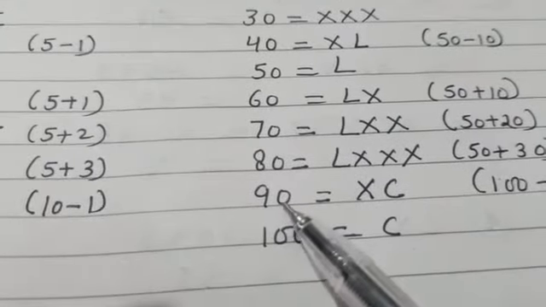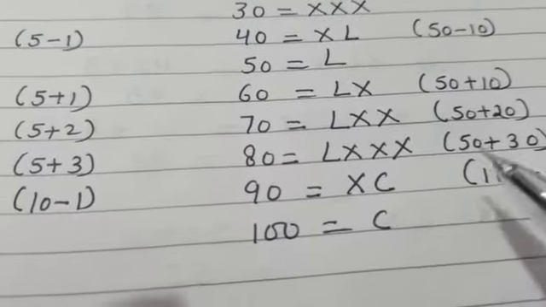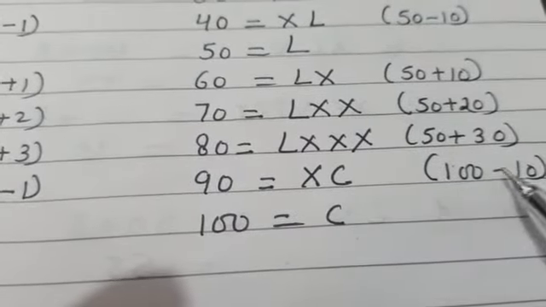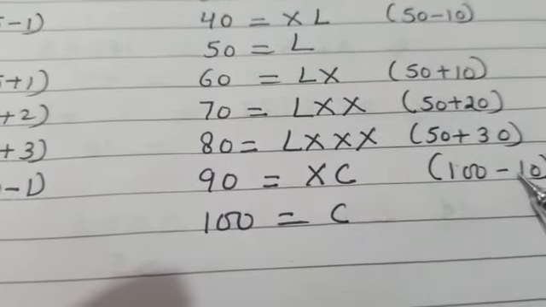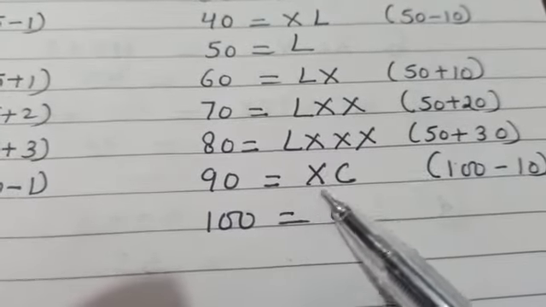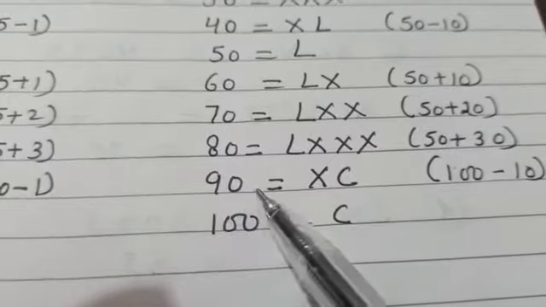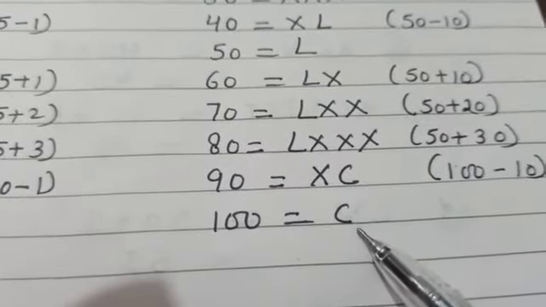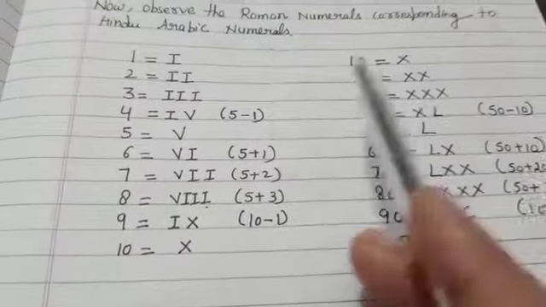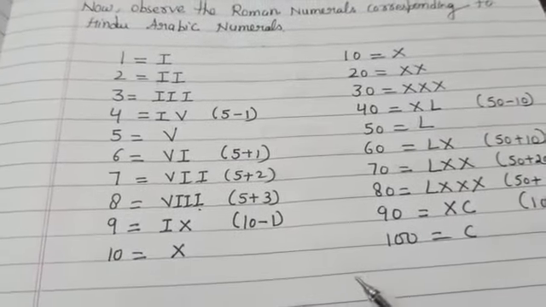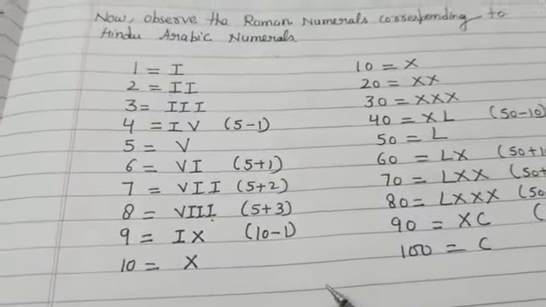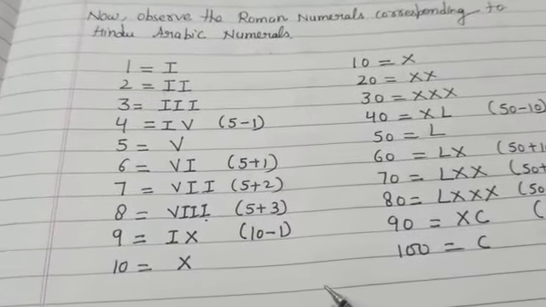So again I have to take the help of 100. 100 minus 10 gives me 90. So the symbol of 100 is C. Minus 10 means I have to write the symbol of 10 left to the C. So XC gives me 90. And you know C is the symbol of 100. So in this way, applying the rules of Roman numerals, you can get the values of different types of Hindu Arabic numerals.